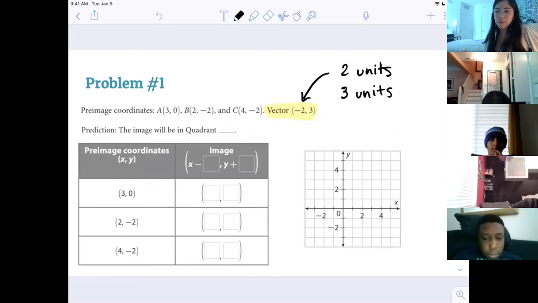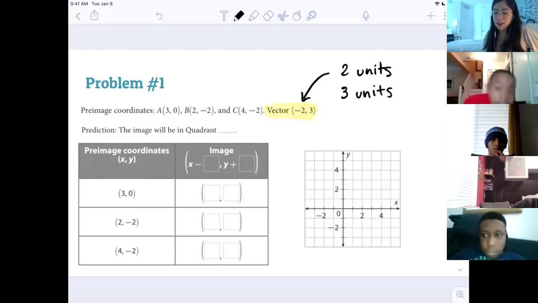Wait, are we subtracting the pre-image coordinates or input? And what's that word I'm looking for? Plug in? Right now, I'm not asking that. Right now, I'm just asking you to tell me using words what's going to happen.